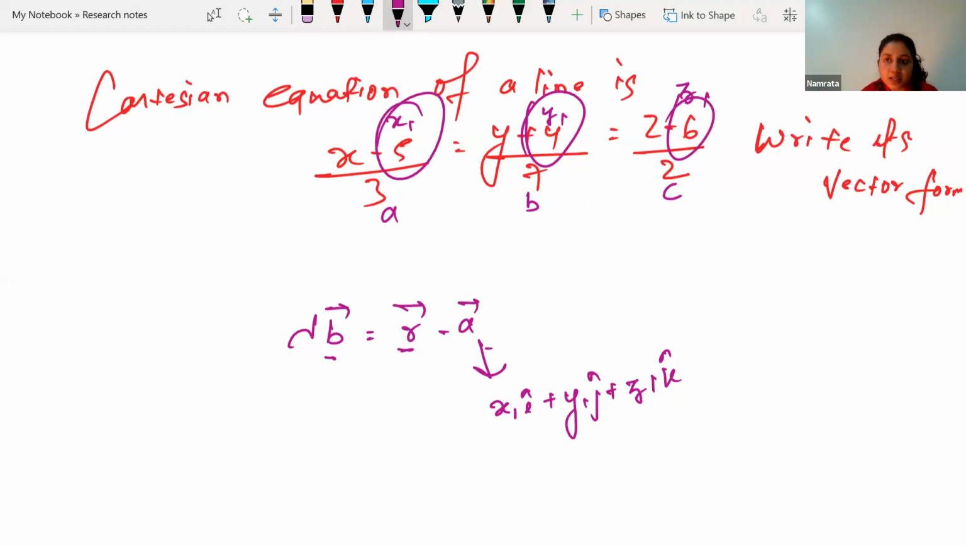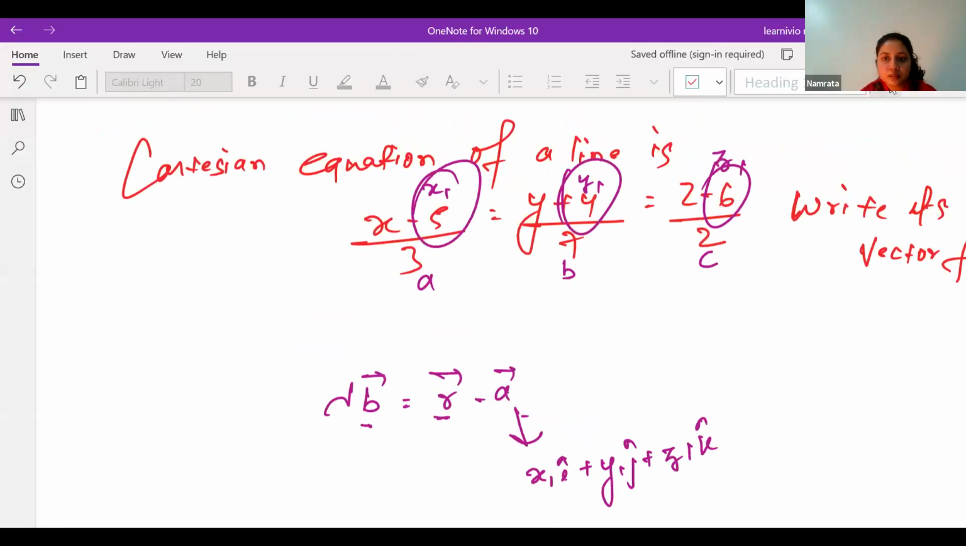Anyone asking anything? We don't have to simplify, right? Yeah, we just have to put the value, and r we will keep on one side, and that's our equation of a line. Nothing else we have to do.